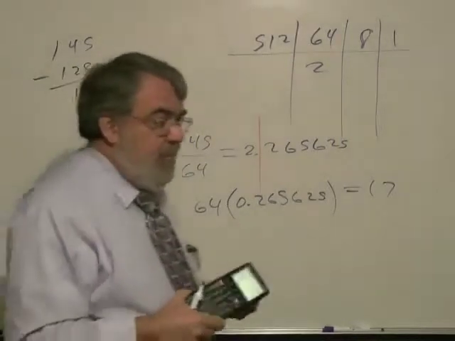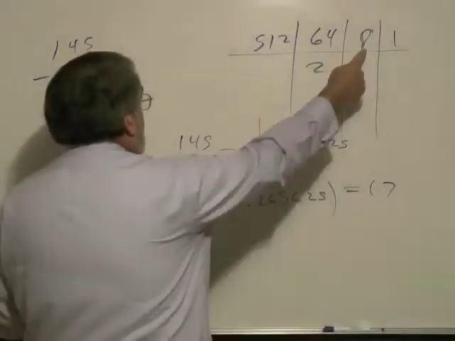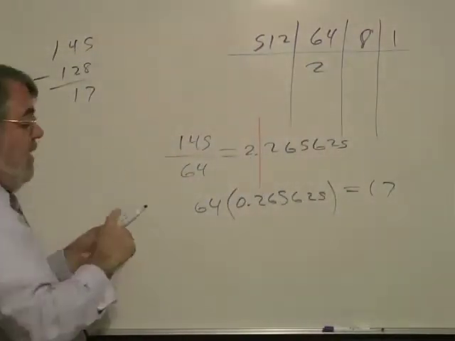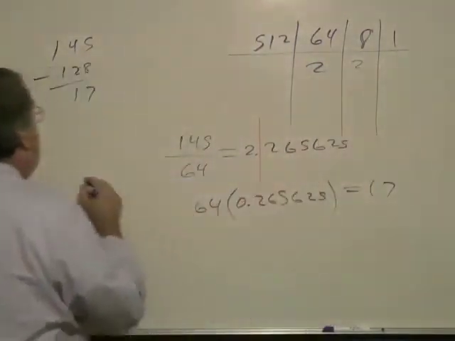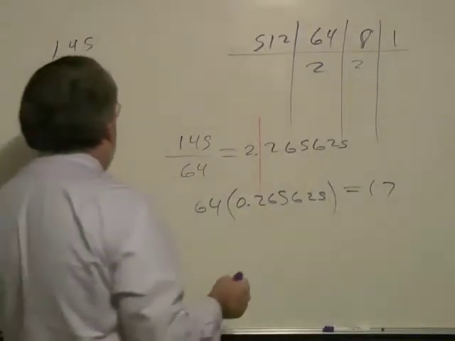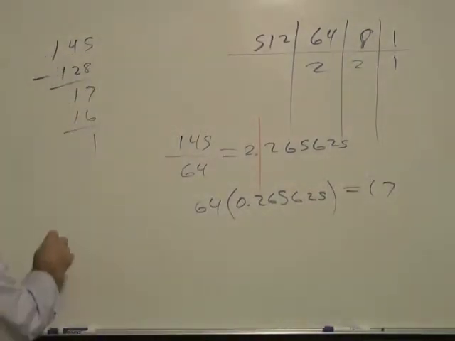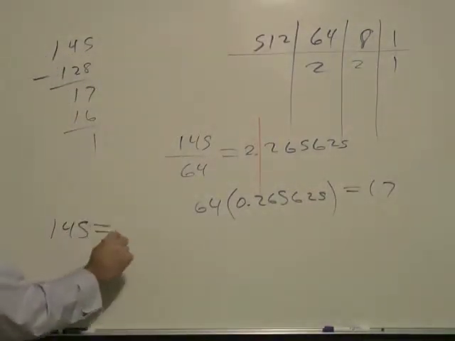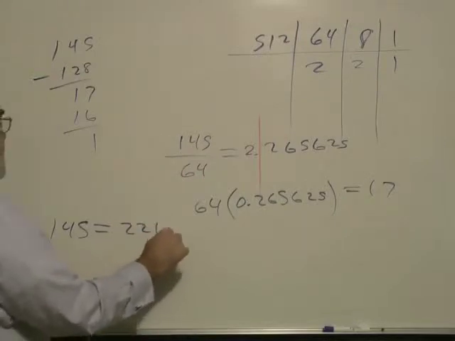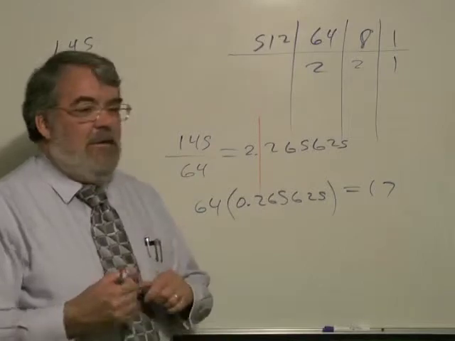Anyway, we don't really need a calculator for the rest of this problem because 8 will go into 17 2 times. 2 times 8 is 16, and there's a remainder of 1. And so 1 goes here. So for this problem, 145 will be equal to 221 base 8. There we go. So let's do another one.